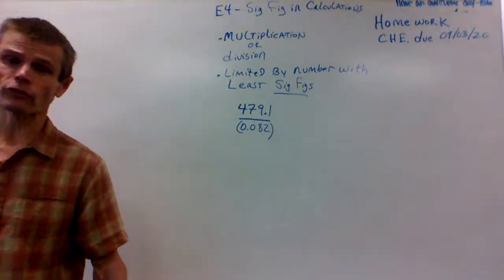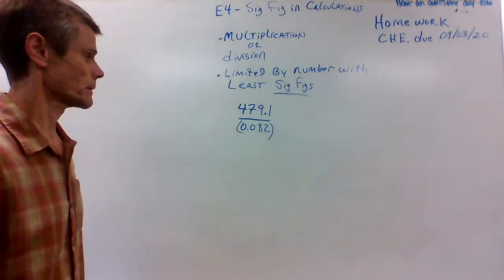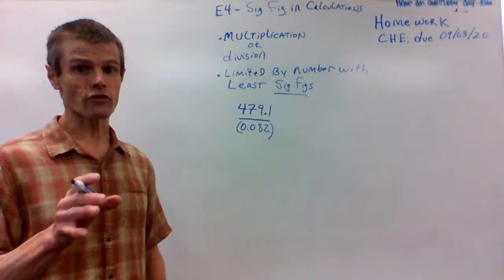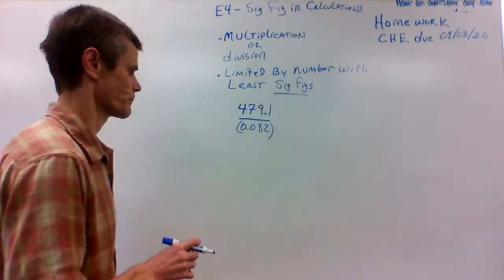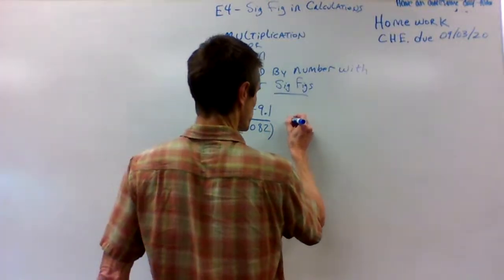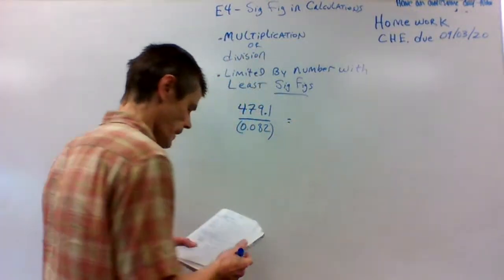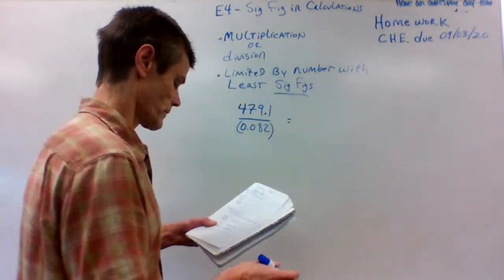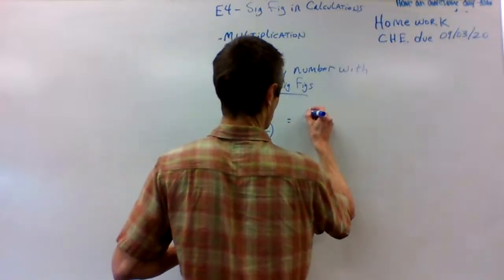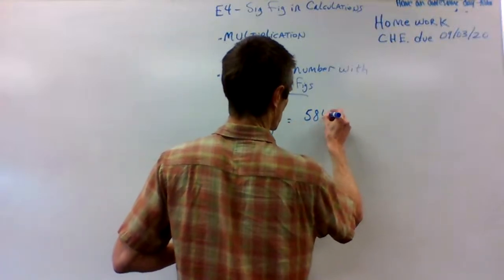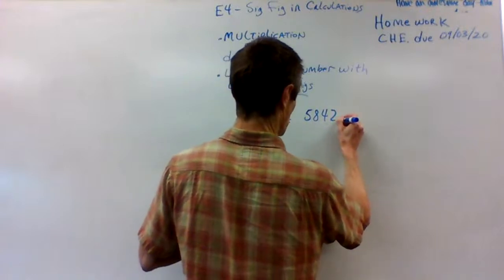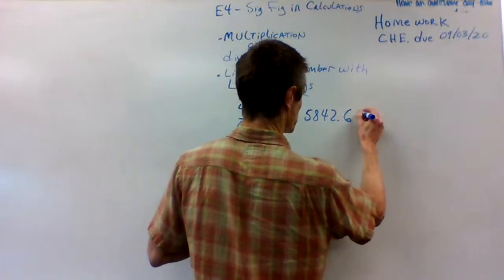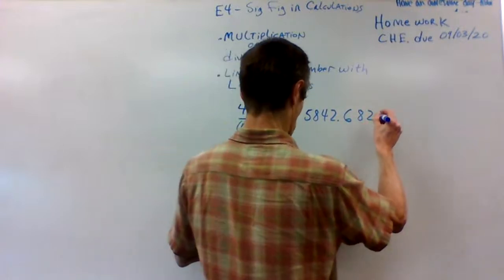If we plug these into our calculator, and remember, the question is to place your answer in scientific notation. Plug these numbers into your calculator. You're going to get a string of numbers: 5842.682927.